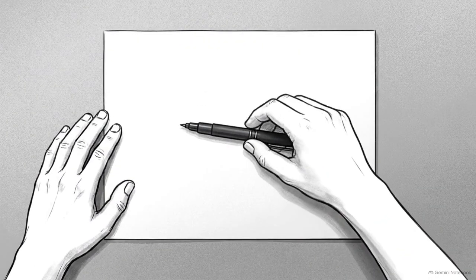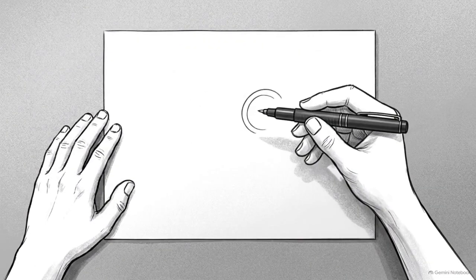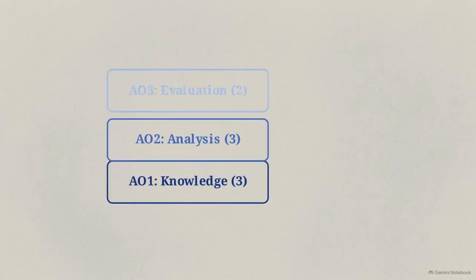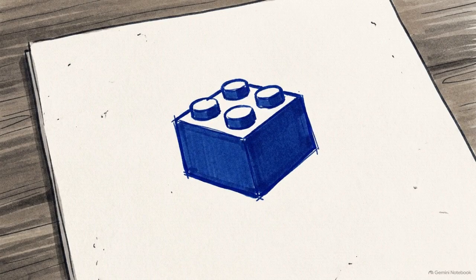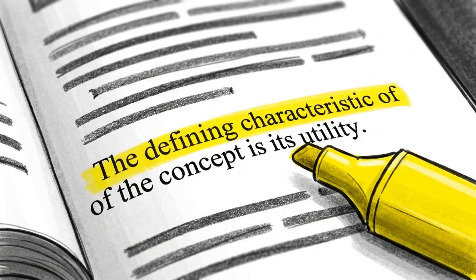We are going to map out exactly how to build this response step by step. Understanding this metastructure turns a stressful essay into a predictable mathematical formula. Step 1 is Block 1. This targets Assessment Objective 1, knowledge, and it accounts for your first 3 marks. Your only job here is to write a single, precise textbook sentence defining the primary term requested in the prompt.